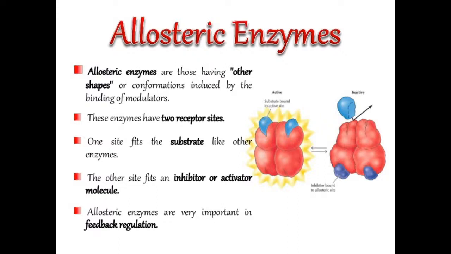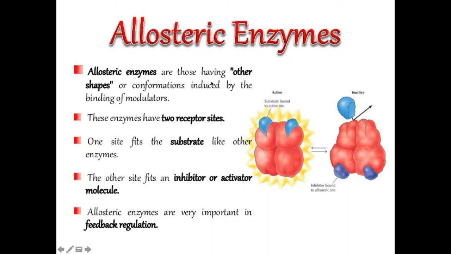Then there is the allosteric enzyme. These are the ones which have other shapes and conformations induced by the binding of modulators. So these enzymes have two receptor sites. Mostly your substrate will bind to the active site, and the inhibitor will bind to the allosteric site.